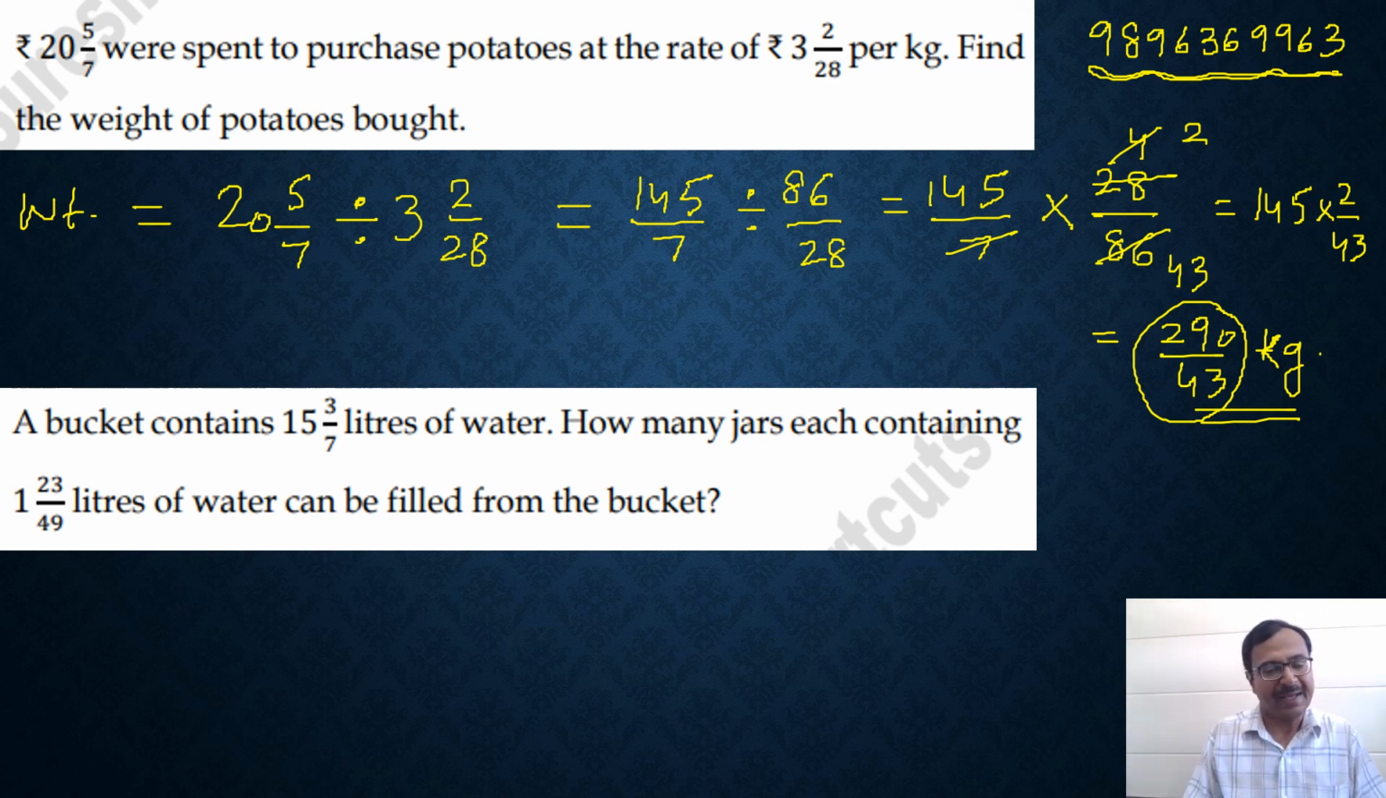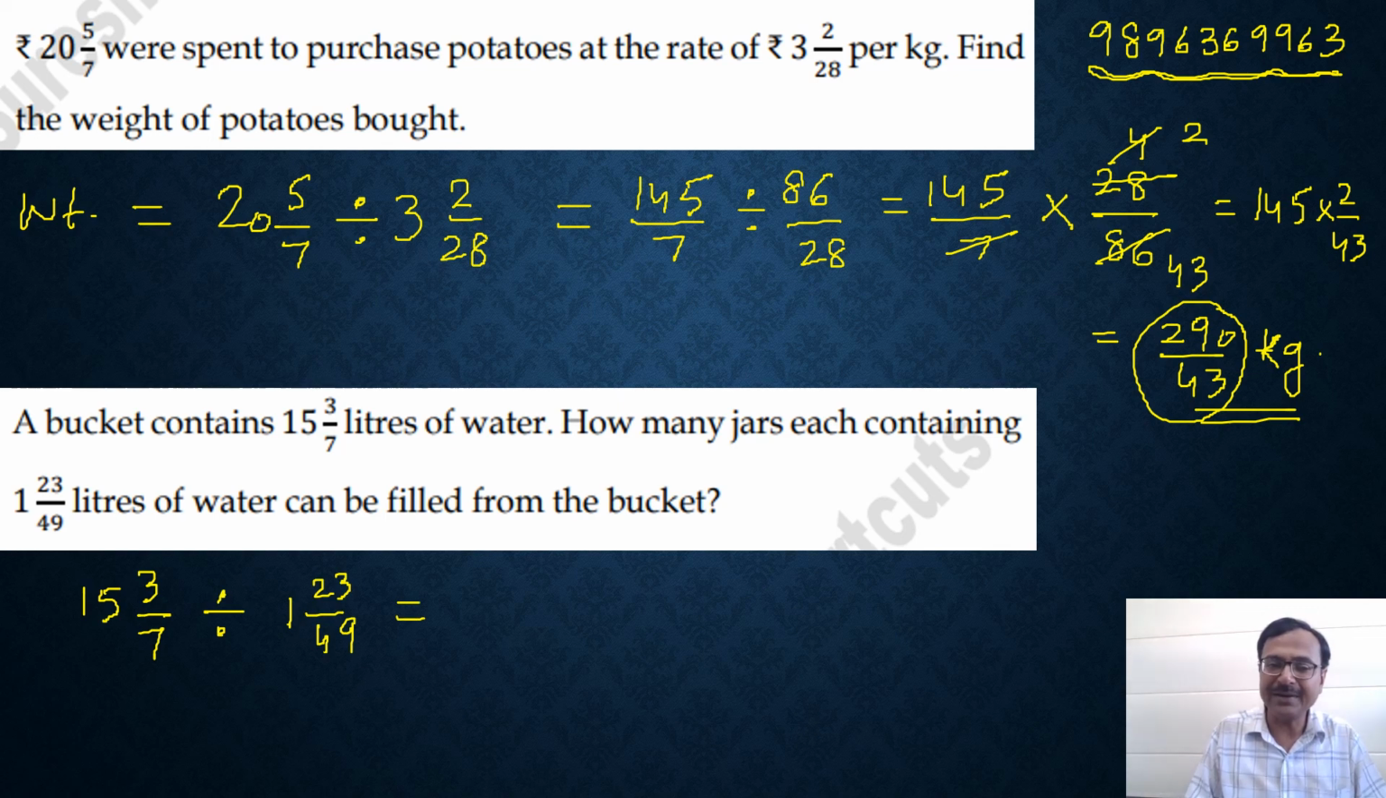Okay, next question. Now there's a bucket that contains 15 3/7 liters of water. Very similar to the previous question. 15 3/7 is the total amount of water in the bucket. How many jars, each containing 1 23/49 liters, can be filled from the bucket? Again, a problem of division, because we are dividing the total amount of water in the bucket among all those small jars.